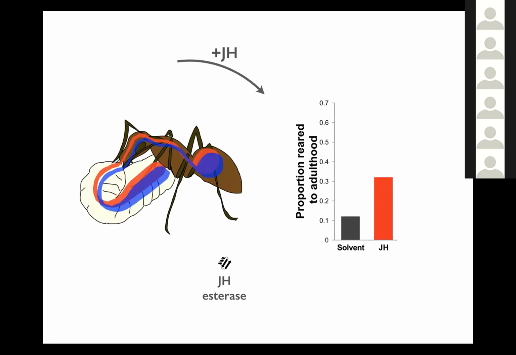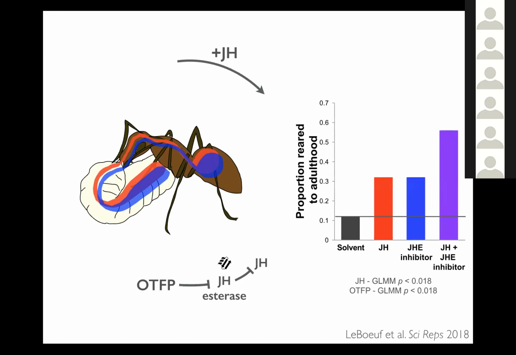Now, we also have juvenile hormone esterases in the same compartment that should be trying to break down the juvenile hormone. Now, if we inhibit those with the OTFP, then we should see an increase in juvenile hormone in the number of larvae reared to adulthood. And in fact, that is what we see. So when we have this inhibitor, we see a similar response to when we have added juvenile hormone.